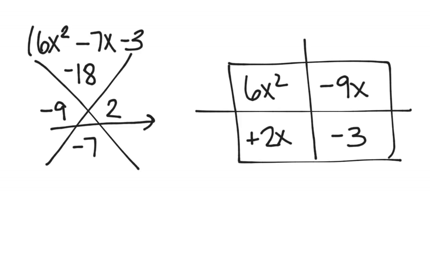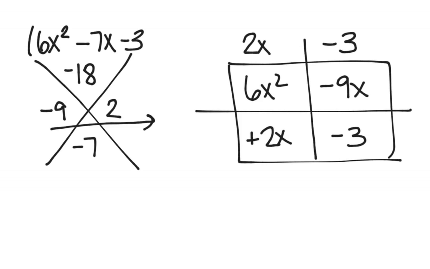Okay, so I got my box, 6x squared, and we've got a negative 9x, a positive 2x, and a negative 3. Okay, 6x squared and 2x going down. Both have a 2 that goes into each and an x. Negative 9x and a negative 3. Both can be divided by negative 3. And again, we need the negative because of the negative in front of the 9.